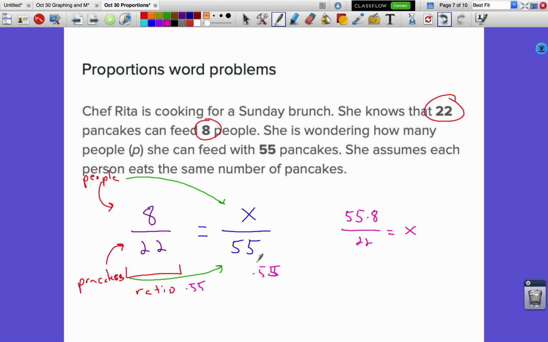The divide by 55 and the times 55 cancel out. And plug this whole thing into your calculator. Let's see, I could divide the top and the bottom by 11. And then I get 40 divided by 2 is 20. So x equals 20. But we need to give it the unit. How many people, so 20 people, can be fed by 55 pancakes? And that is your final answer.